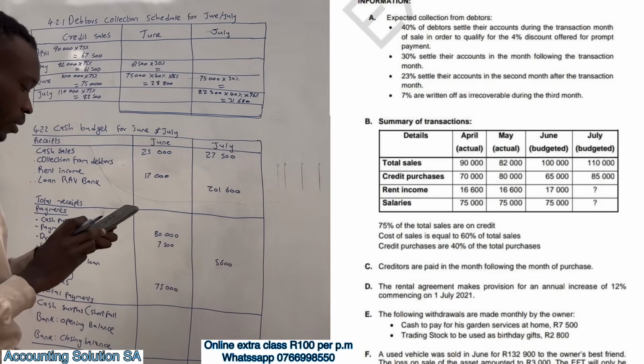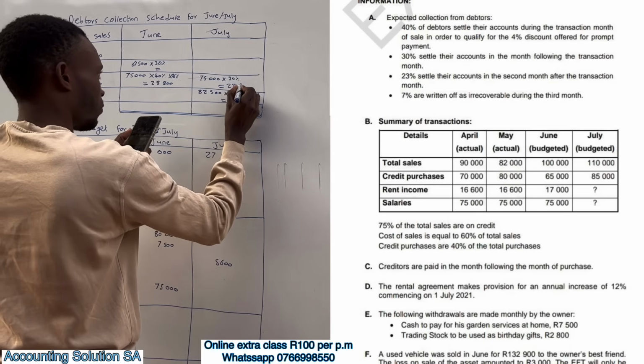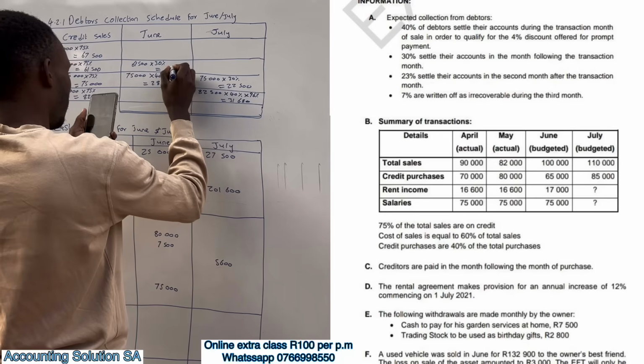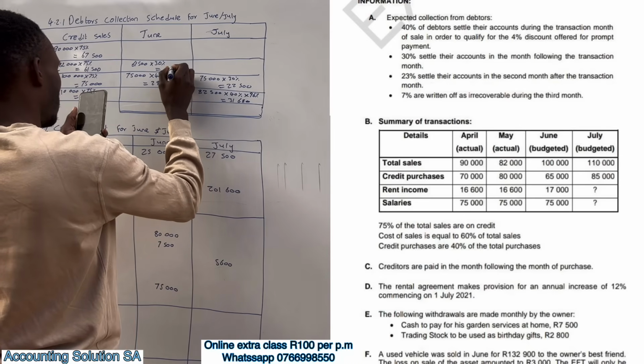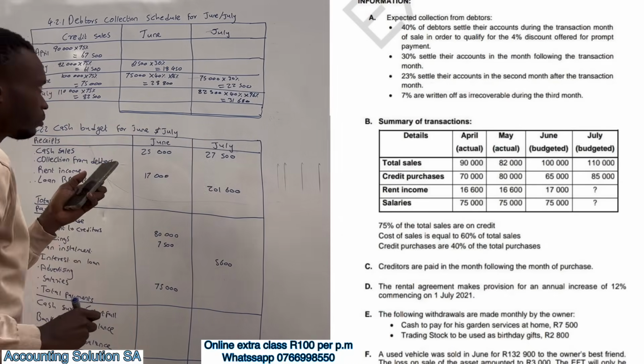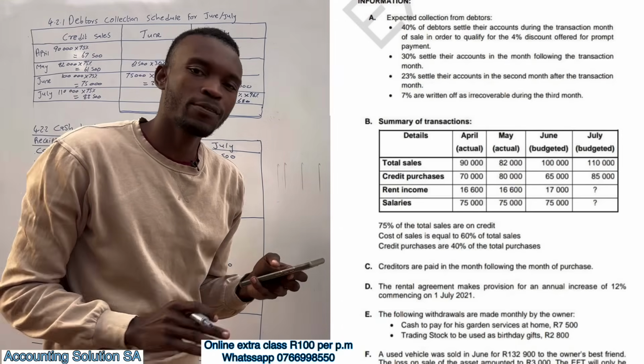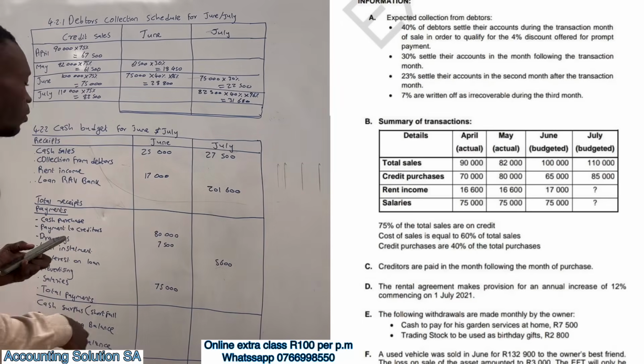Okay, let's write these answers first. Here is 22,500, and here it's going to be 18,450, just like that. Okay, now we are going to the month following the month of sales.